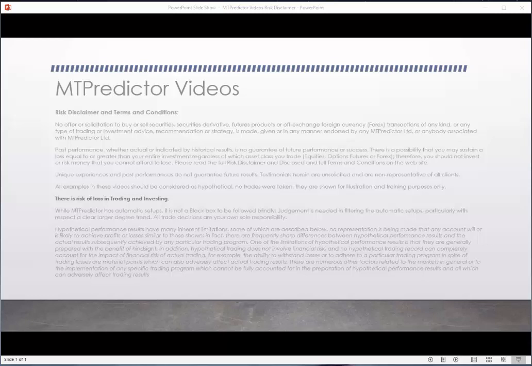As usual, let's start with our risk disclaimer and just remind you that all examples in these videos should be considered as hypothetical. No trades are actually taken, they're just shown for illustration and training purposes only. Remind you there's a risk of loss in trading and investing, or put another way, all professional traders know and understand, but more importantly accept, that losses can and will and do unfold. This is an important point to understand. As I said, accept that there always will be losing trades no matter what approach you do in the markets.